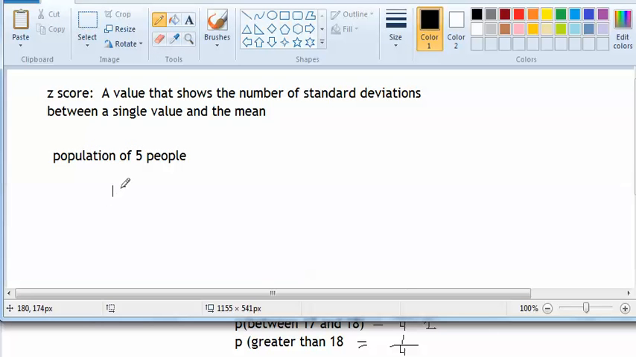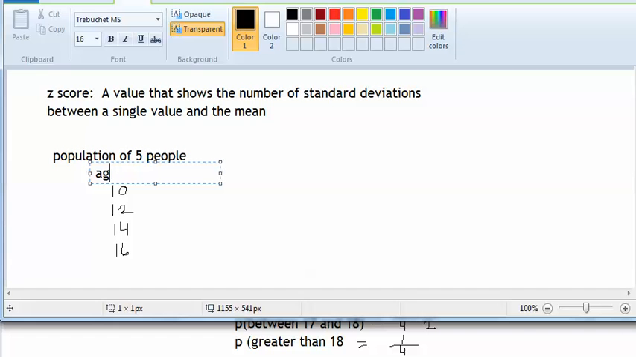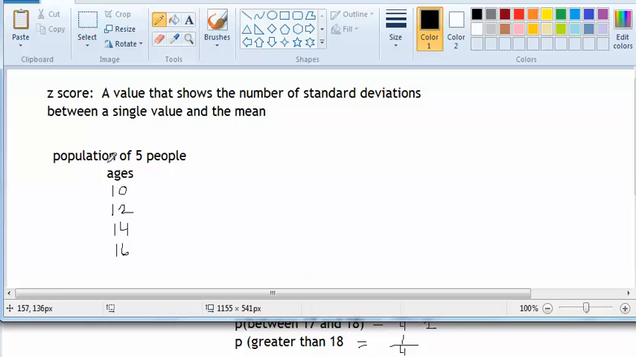Ten. Love some younger people in here. Age. This just shows that these are the ages of the 5 people: 10, 12, 14, 16, and 18. We need the mean of these numbers first, because what I'm going to be doing is calculating the standard deviation of this group of people.